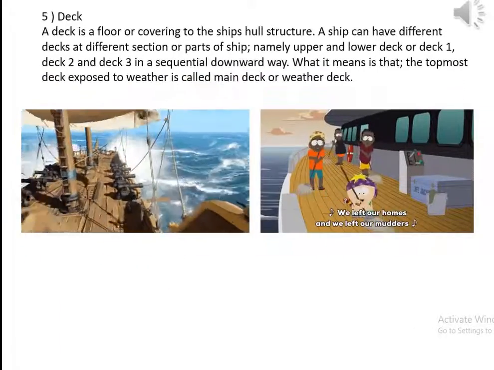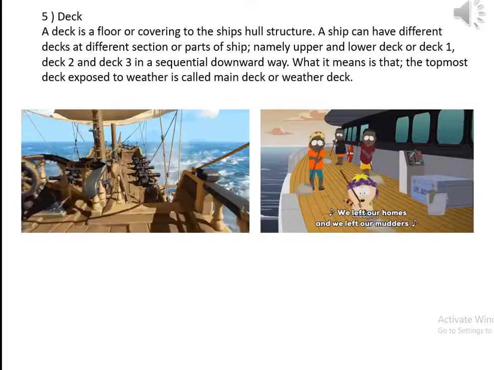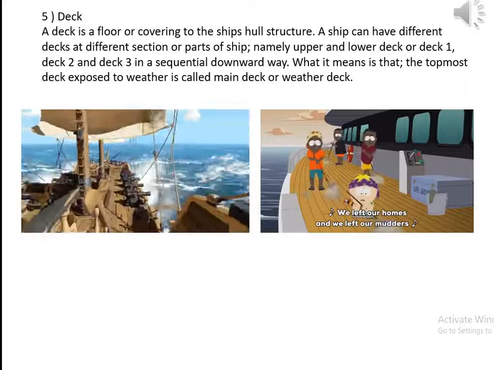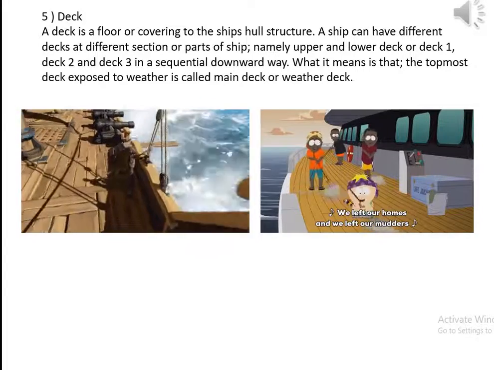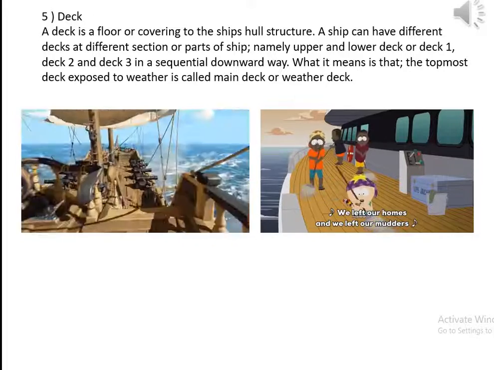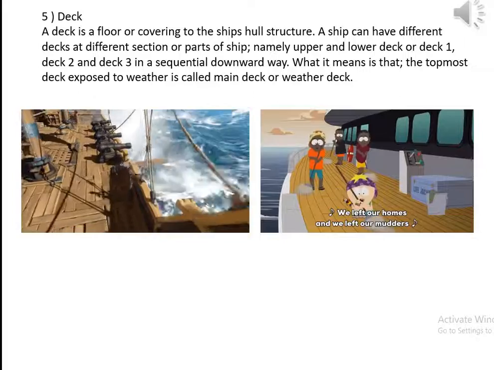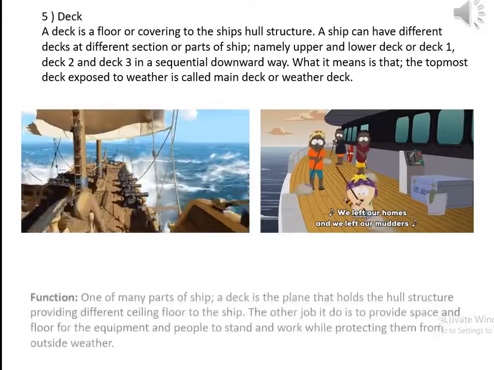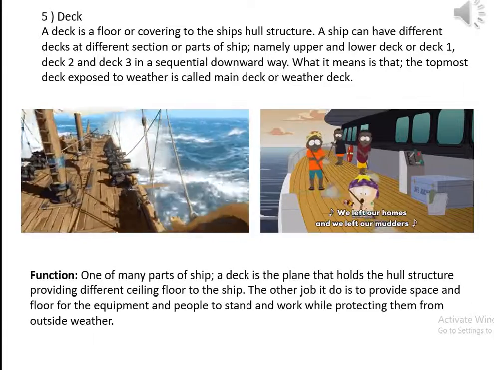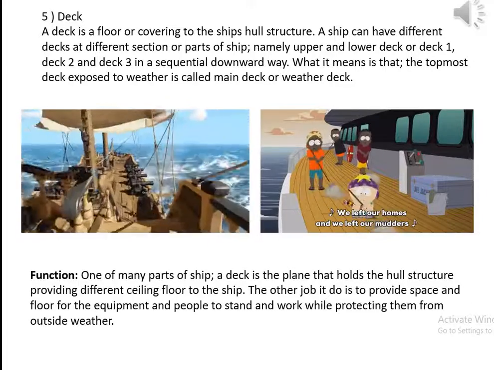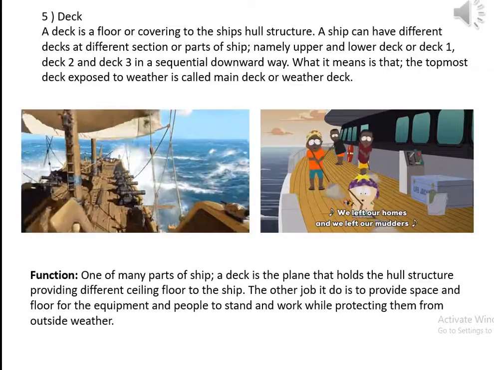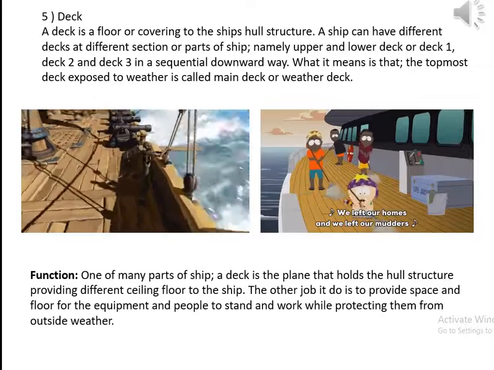5. Deck. A deck is a floor or covering to the ship's hull structure. A ship can have different decks at different sections or parts of the ship, namely upper and lower deck, or deck 1, deck 2, and deck 3 in a sequential downward way. What it means is that the topmost deck exposed to weather is called the main deck or weather deck. Function. One of many parts of a ship, a deck is the plane that holds the hull structure, providing different ceiling and floor to the ship. The other job it does is to provide space and floor for the equipment and people to stand and work while protecting them from outside weather.